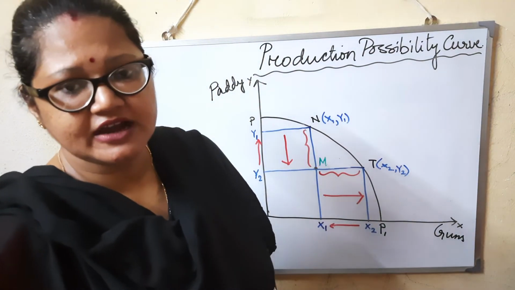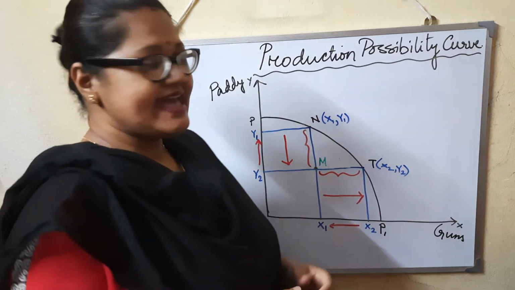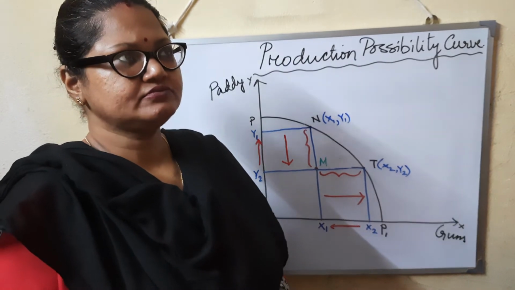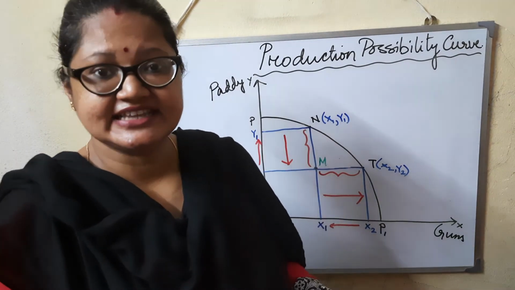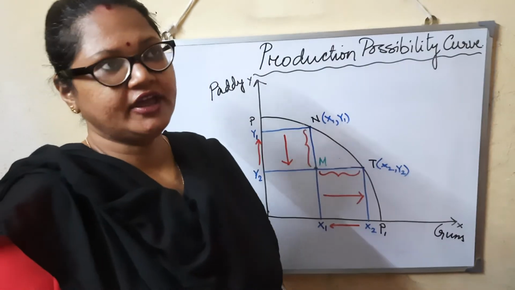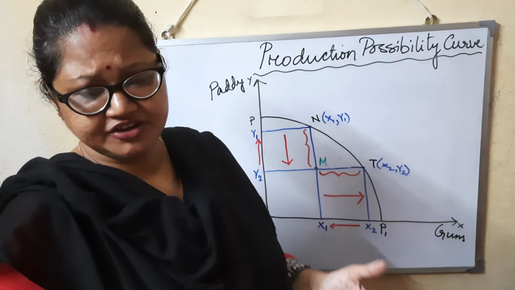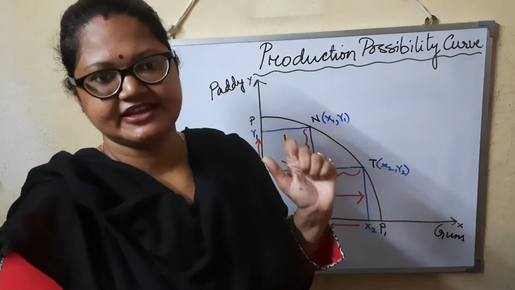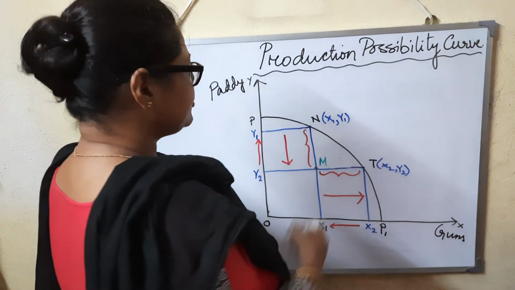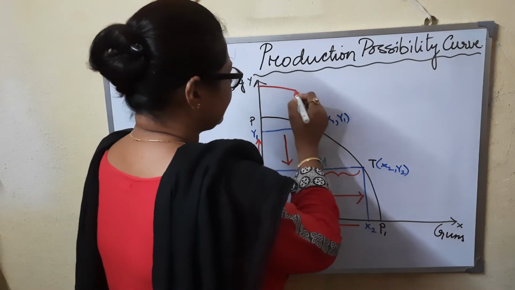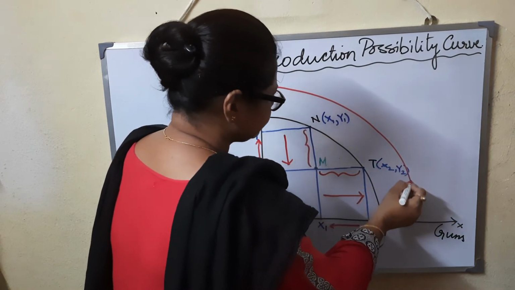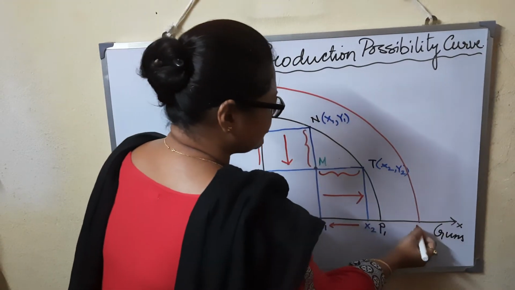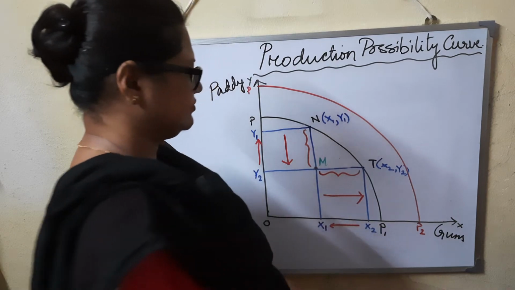Now, the last part of this particular explanation: there can be some technological advancements. Say better high yielding seeds have been introduced. Better machineries have been introduced to produce more guns. A high yielding variety of paddy seeds has been introduced. So in that case, resources available can increase. So this becomes our new production possibility curve.